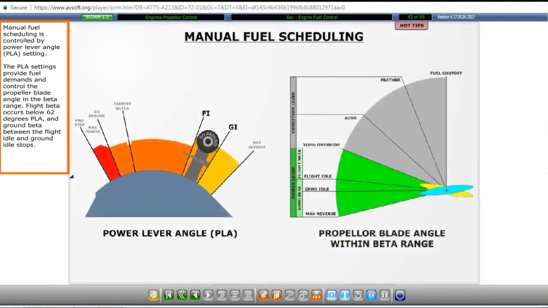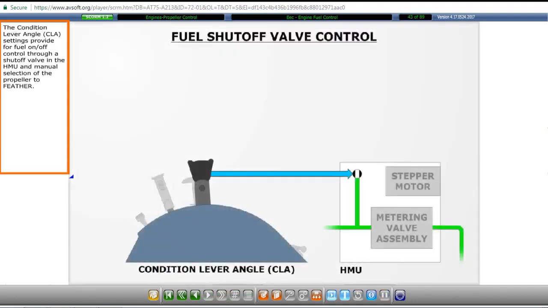Manual fuel scheduling is controlled by power lever angle setting. The PLA settings provide fuel demands and control the propeller blade angle in the beta range. Flight beta occurs below 62 degrees PLA, and ground beta between the flight idle and ground idle stops. The condition lever angle settings provide for fuel on-off control through a shut-off valve in the HMU and manual selection of the propeller to feather.